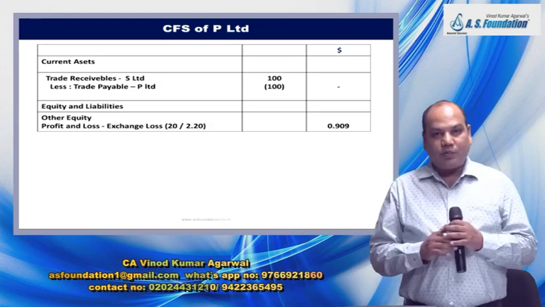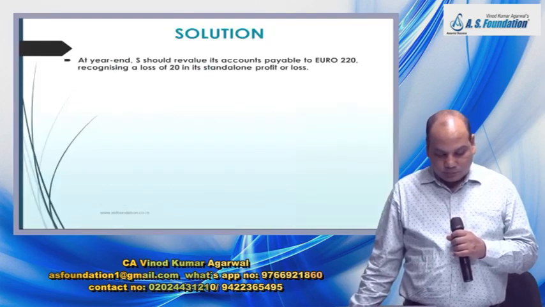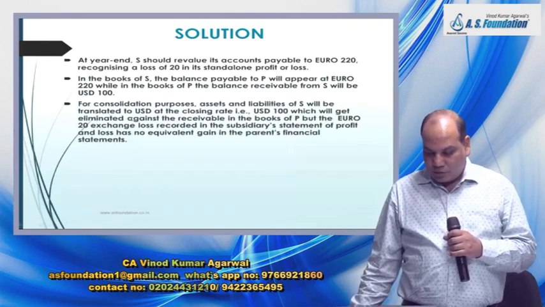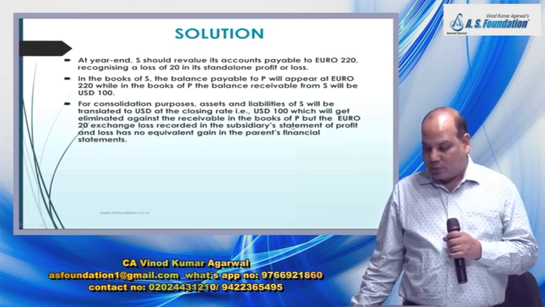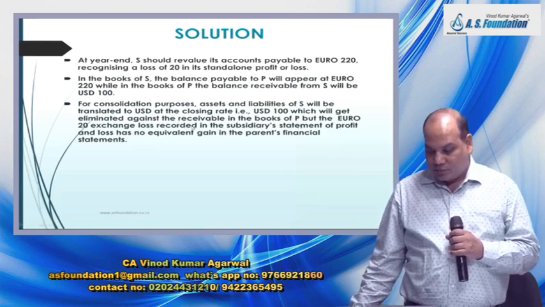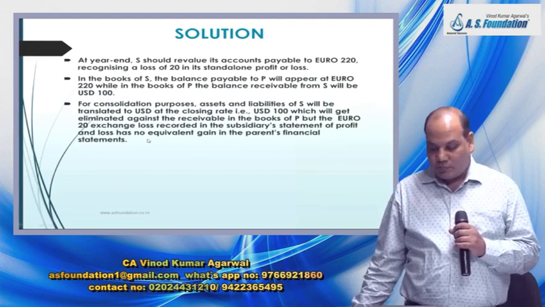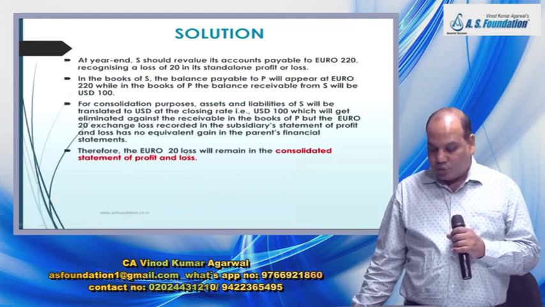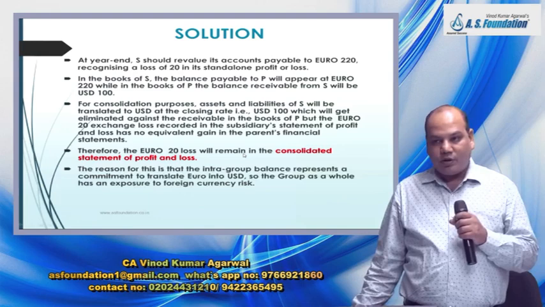For consolidation purposes, the assets and liabilities of S will be translated to USD at the closing rate, that is USD 100, which will get eliminated against the receivable in the books of P. But the euro 20 exchange loss recorded in the subsidiary's statement of profit and loss has no equivalent gain in the parent's financial statement. Euro 20 will remain in the consolidated statement of profit and loss.